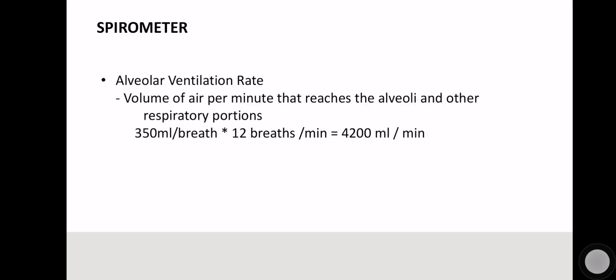Next, alveolar ventilation rate is the volume of air per minute that reaches the alveoli and other respiratory portions. It is the multiplication of 350 ml per breath and 12 breaths per minute, that is 4200 ml per minute.